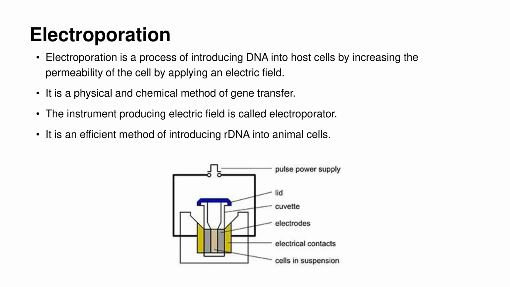Electroporation is a process of introducing DNA into host cells by increasing the permeability of the cell by applying an electric field. It is a physical and chemical method of gene transfer. The instrument producing the electric field is called an electroporator. So the setup consists of cells in suspension in a cuvette and two electrodes, cathode and anode, and power supply is given. So it increases the permeability of the cell membrane and the DNA is introduced into the cells.